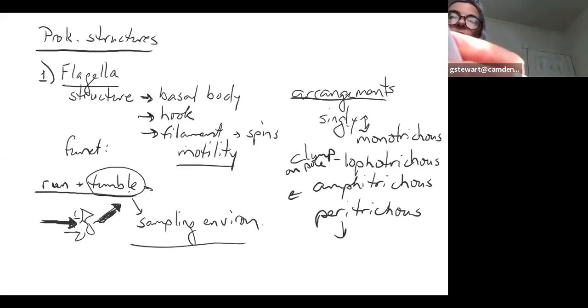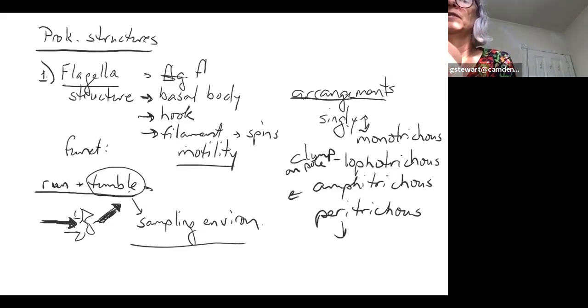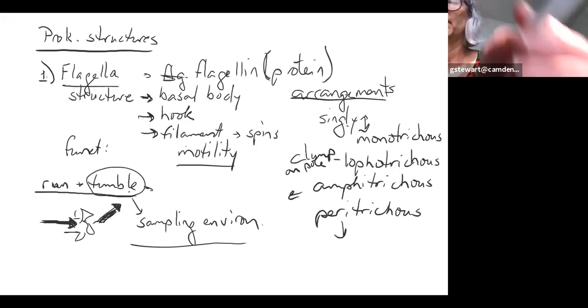All right, so that's our first attachment. I should mention that the flagella is made out of a protein called flagellin. That's the main protein. So it doesn't have microtubules in it like a eukaryotic flagella would.